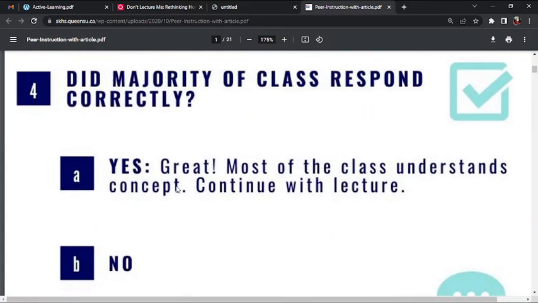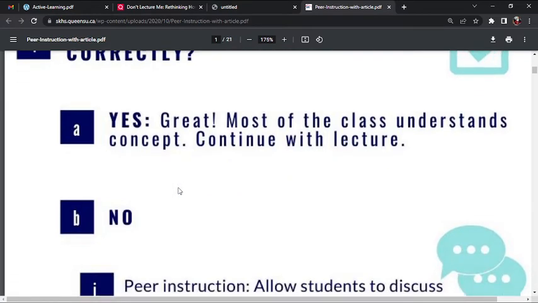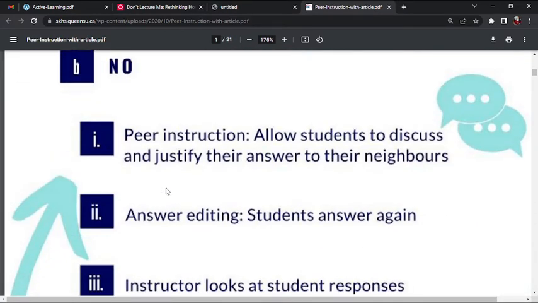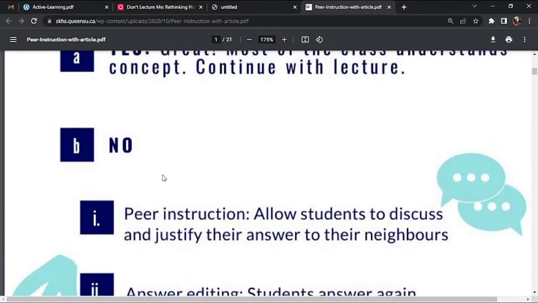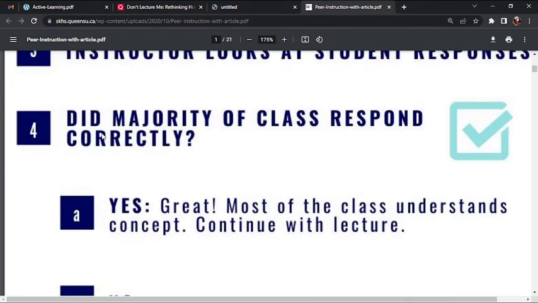So if a concept has been given and you don't seem to understand it, now we focus much on this. It seems difficult. Now, peer instruction allows you to discuss and justify your answer to your neighbor. What about if you don't have a neighbor? We'll look at that. How do we go about it? Now, after the question has been answered, let's just take it back a bit.